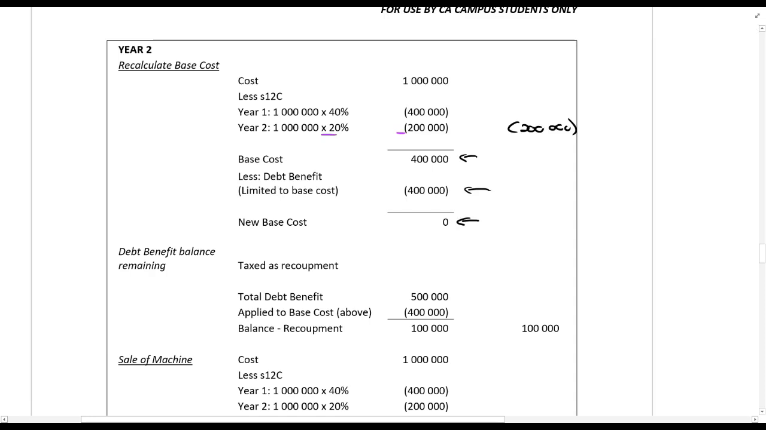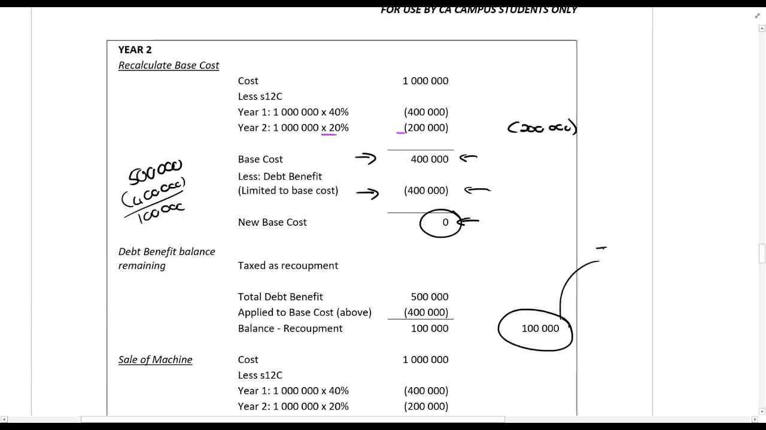So remember, we've got now a debt benefit of 500,000 rands. We take 400,000 of that 500,000 to give us a new base cost. The remaining 100,000 rands is a recoupment. I want you to see over there, that 100,000. Now, this recoupment does not form part of proceeds from a sale.